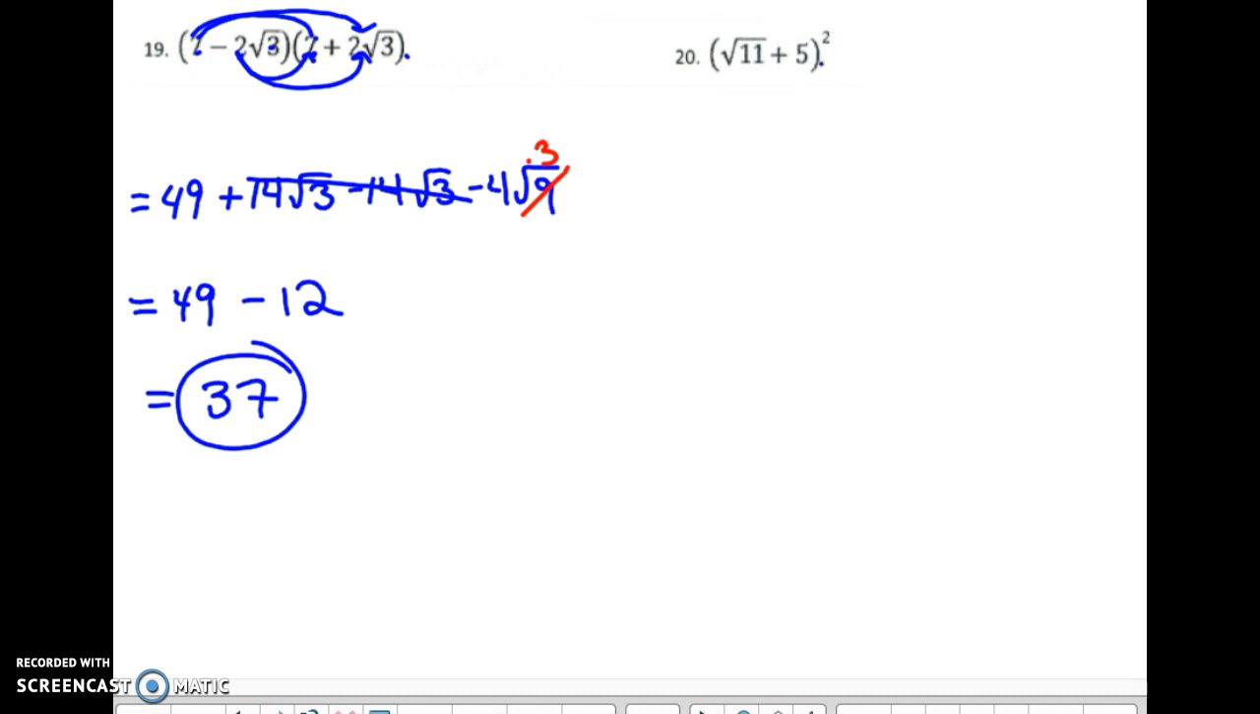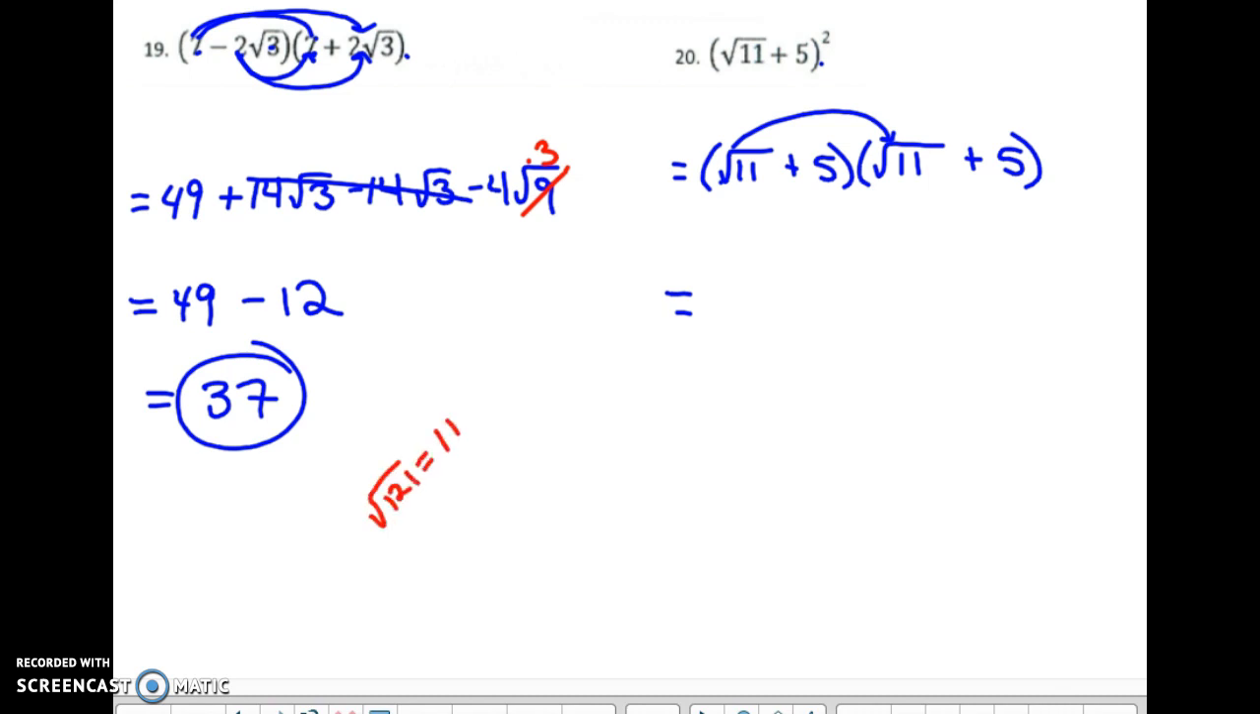When we're squaring a binomial, it means that we should multiply it by itself. Now, some people can do these in their head and they know the answer. Good for you. I'm going to do it step by step. So distribute. Square root 11 times square root 11 is the square root of 121, but that's just 11. So I'm just going to write 11.